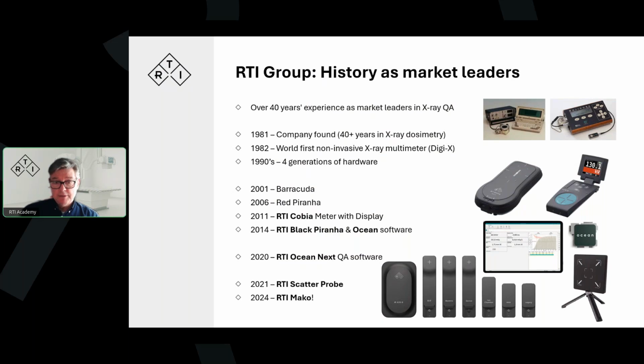It was a long time since we had a new release of a high performance system into the market in the world. Now with the Mako system, we have a very, very good platform.